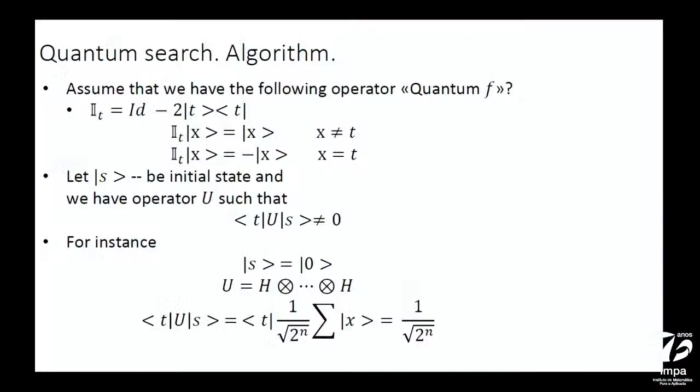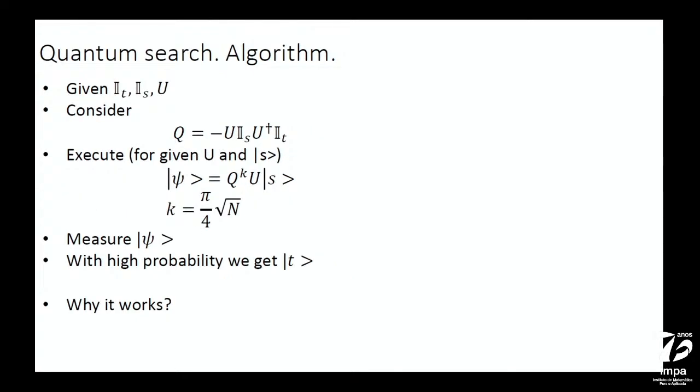Okay, so I fix S and I fix U like this, and I know this scalar product. This scalar product should be a number, and I know this number. So now first I will tell what exactly the Grover algorithm looks like. At this moment it's normal that you don't understand why it is working, so we will understand this on the next slide.